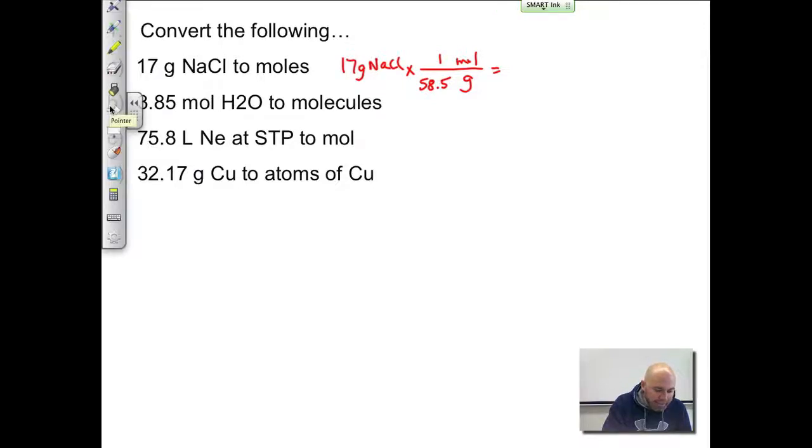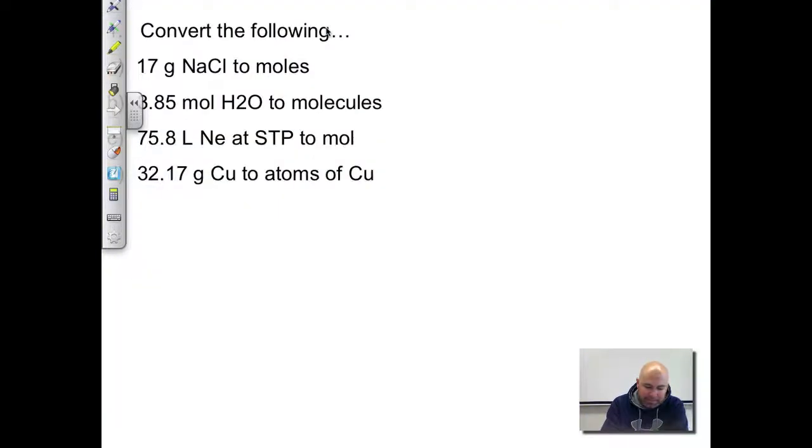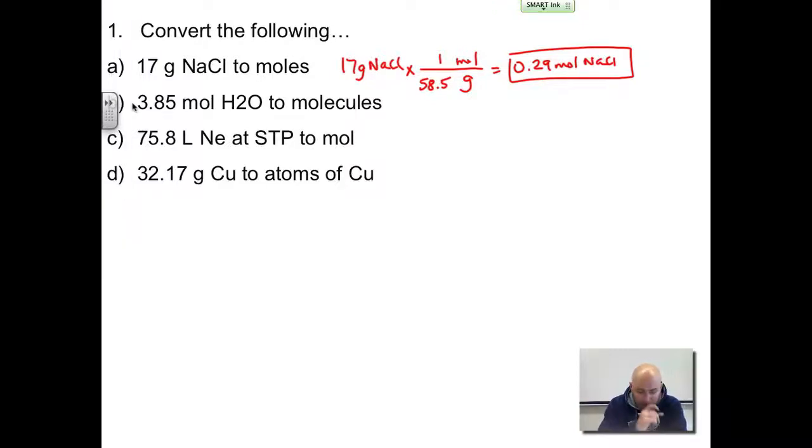Let me go ahead and get that calculator. 17 divided by, because that 58.5 was in the denominator, 58.5, 0.29. All right, so 0.29 moles of NaCl. I'm a big fan of the label, of the box. Okay, then we're going to convert and kind of move this over here, I guess, a little bit.